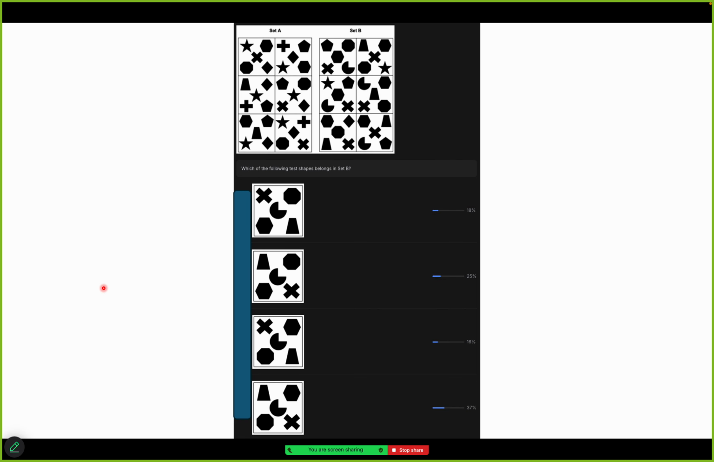This question pattern is slightly different. They are not giving one shape to find A or B. They are asking specifically which of the following belongs to set B. So how will you do?